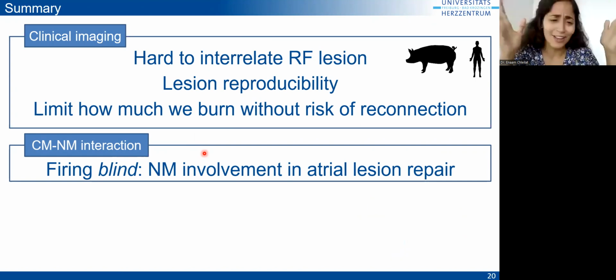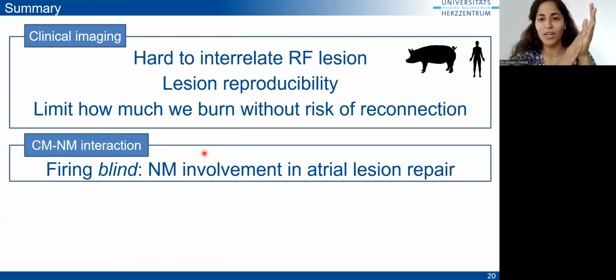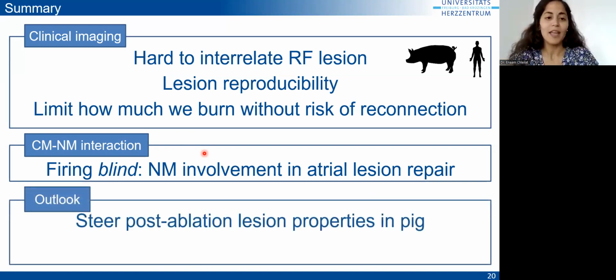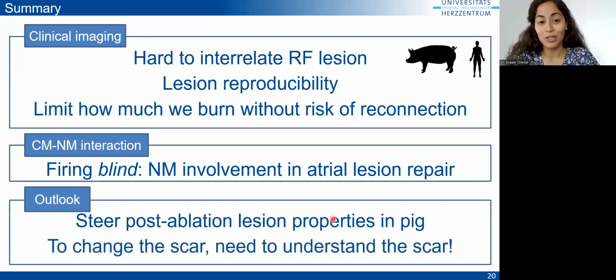And if you take away nothing from this talk, especially to my clinical colleagues, I hope that when ablating, you can appreciate that it's not just about going in with your catheter to ablate a single straight line. There's tons of non-myocytes at play, and the lesion itself is a living thing. In the future, we're still actively trying to steer post-ablation lesion properties in the pig to make better scars, but to change the scar, we need to understand the scar.